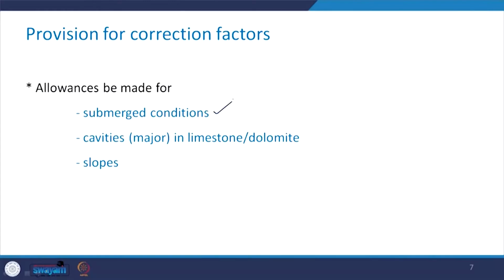Let us see what all are those correction factors. The allowance is made for the submerged condition and the presence of cavities, which are of course the major cavities in limestone or dolomite, and in case you have footings on the slopes, there also you have to incorporate some correction factor. Let us see what these correction factors are and how they are quantified as per our IS code.